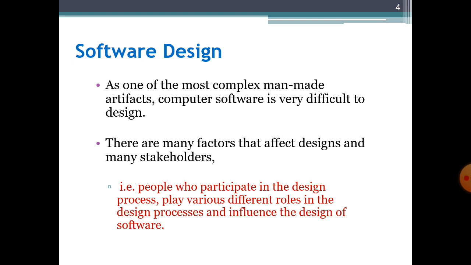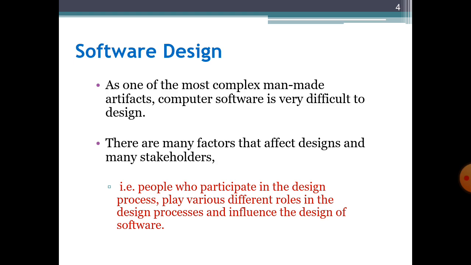So software design is very different. Computer software is very difficult to design because there are multiple factors which can affect our designs with respect to different stakeholders. So students, what are stakeholders? You can say that anybody who is directly or indirectly affected by the system, we call them stakeholders. So let's discuss some examples of stakeholders.